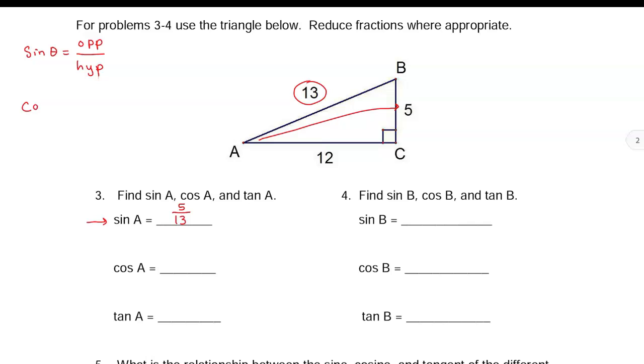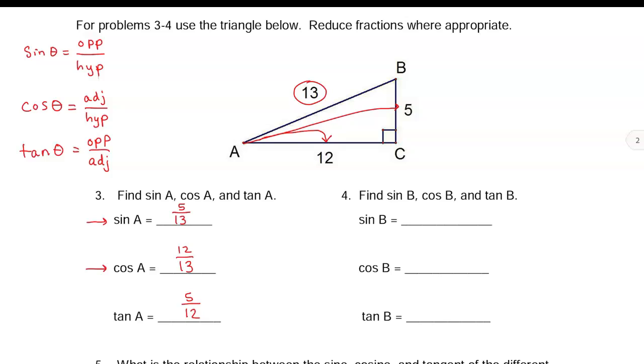Now for cosine of an angle, that is the adjacent side over the hypotenuse. Okay, back to number 3. The cosine of A would be the adjacent side over the hypotenuse. Adjacent is next to, so that's going to be the 12 that's next to A over 13, which is the hypotenuse. And then the tangent is opposite over adjacent. So this one does not involve the hypotenuse. It has the opposite side over the adjacent side, and the opposite side was 5, the adjacent side was 12. So those are your 3 ratios for sine, cosine, and tangent.